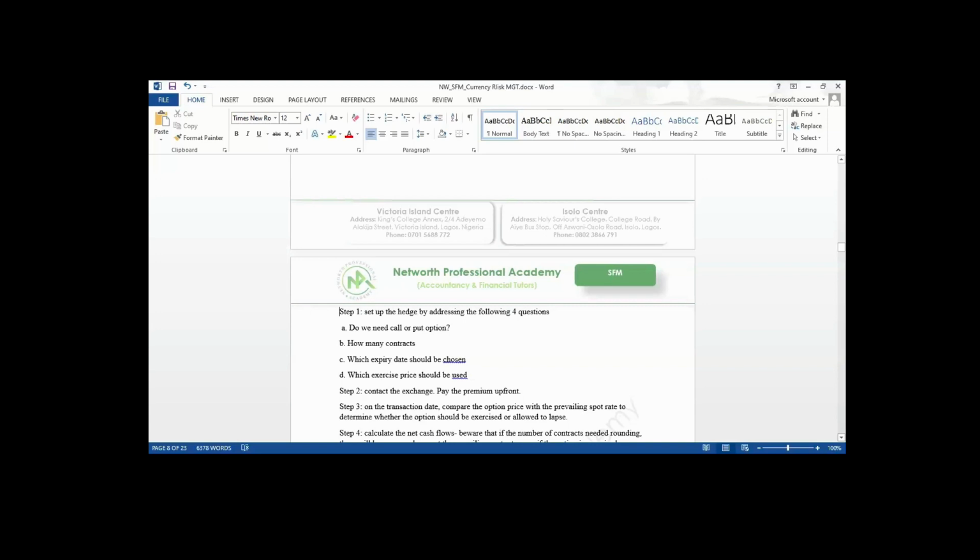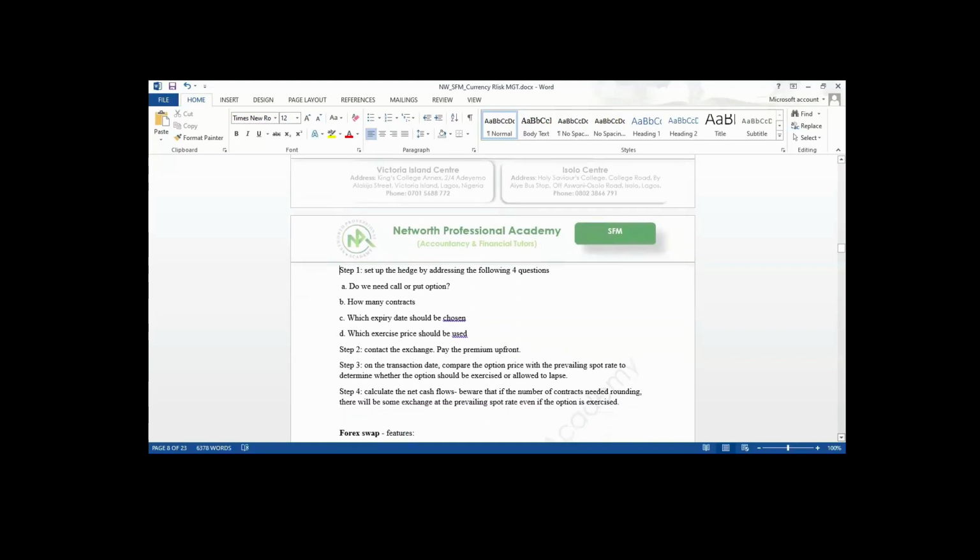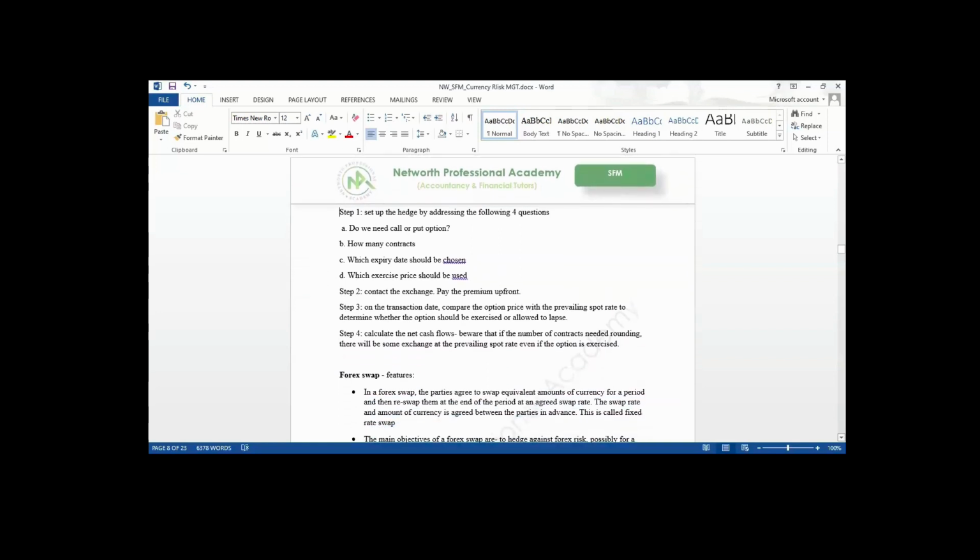Now, please note the last step. Where the spot rate is not given on the actual transaction date, you may assume that the option will be exercised. Where the actual spot rate is not given, then you can assume that the option will be exercised.